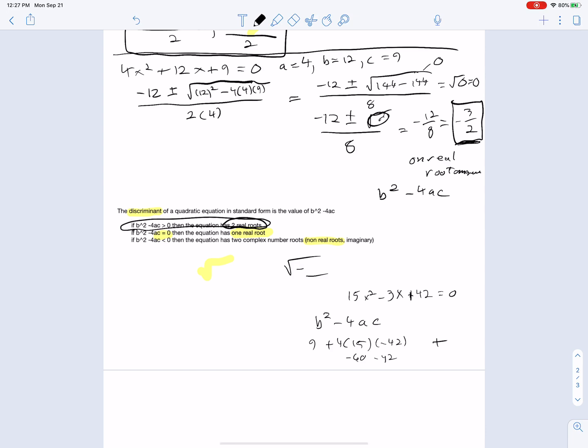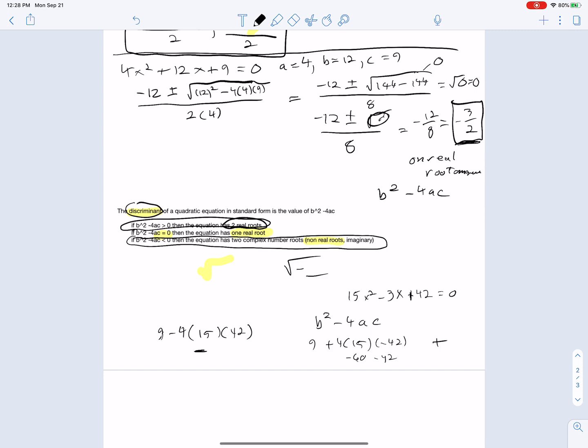Now, on the other hand, what if this was plus 42? Then when we plug this in, we'd end up with 9 minus 4 times a, which is 15, times a positive 42. Well, in this case, we know that negative 4 times 15 times 42 is going to be a negative number. So as a result, we know that there's going to be two complex root numbers. So from the very beginning, before we do any real math, we're able to determine this by looking at the discriminant.